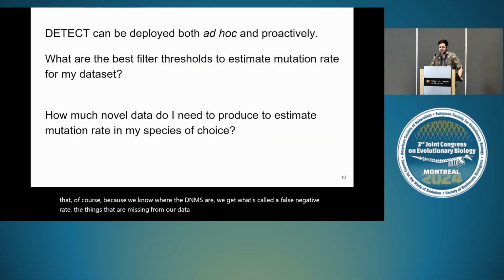Now, of course, DETECT can be deployed both ad hoc and proactively. If you have a data set and you want to know the best way to estimate mutation rates, you can use the relevant parameters to make your simulated data set as analogous to your real data set as possible. And then you can also ask, how much novel data do I need to estimate mutation rate in my species of choice? You can run DETECT multiple times at different depths, with different Illumina sequencing technologies, to get a better idea of what the best data set is for you.